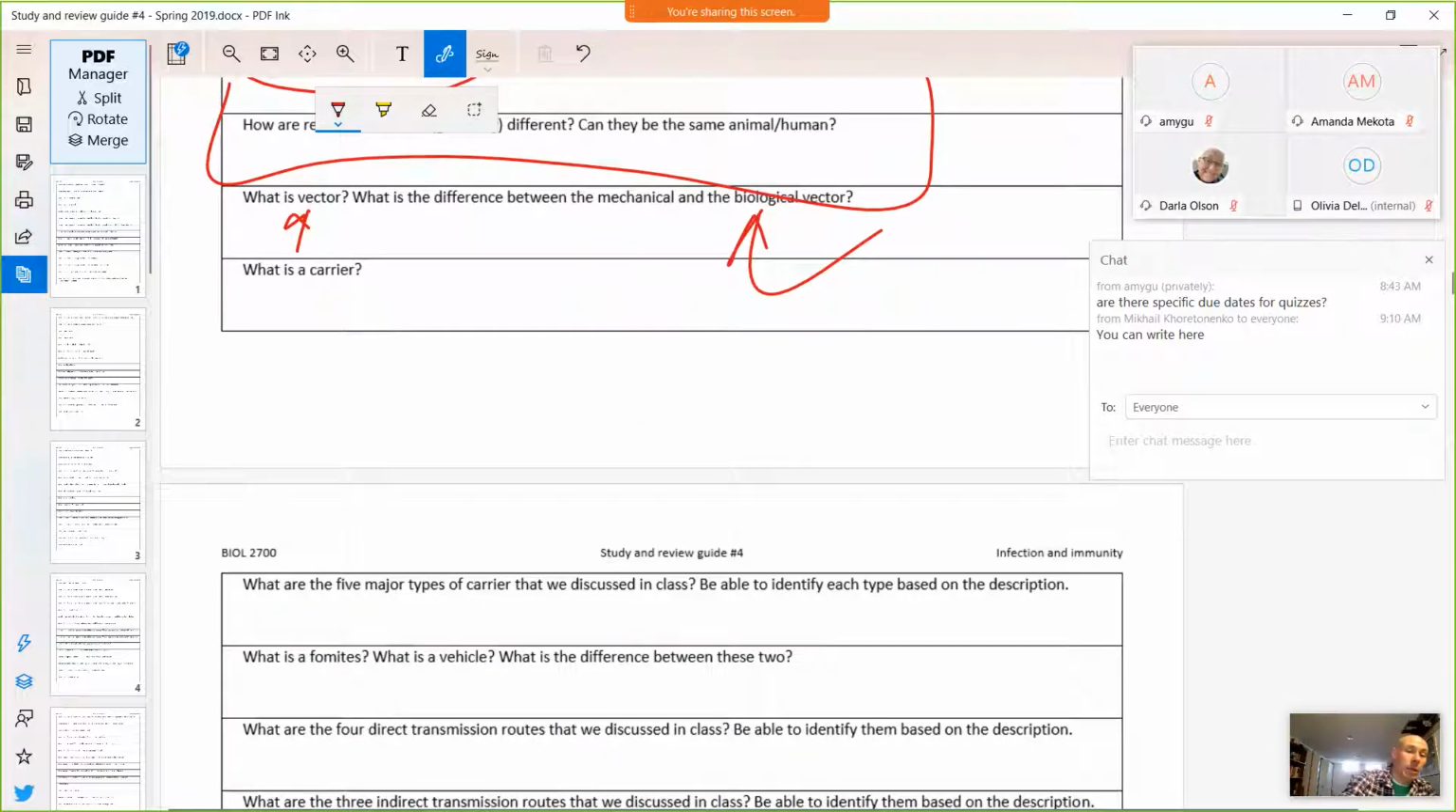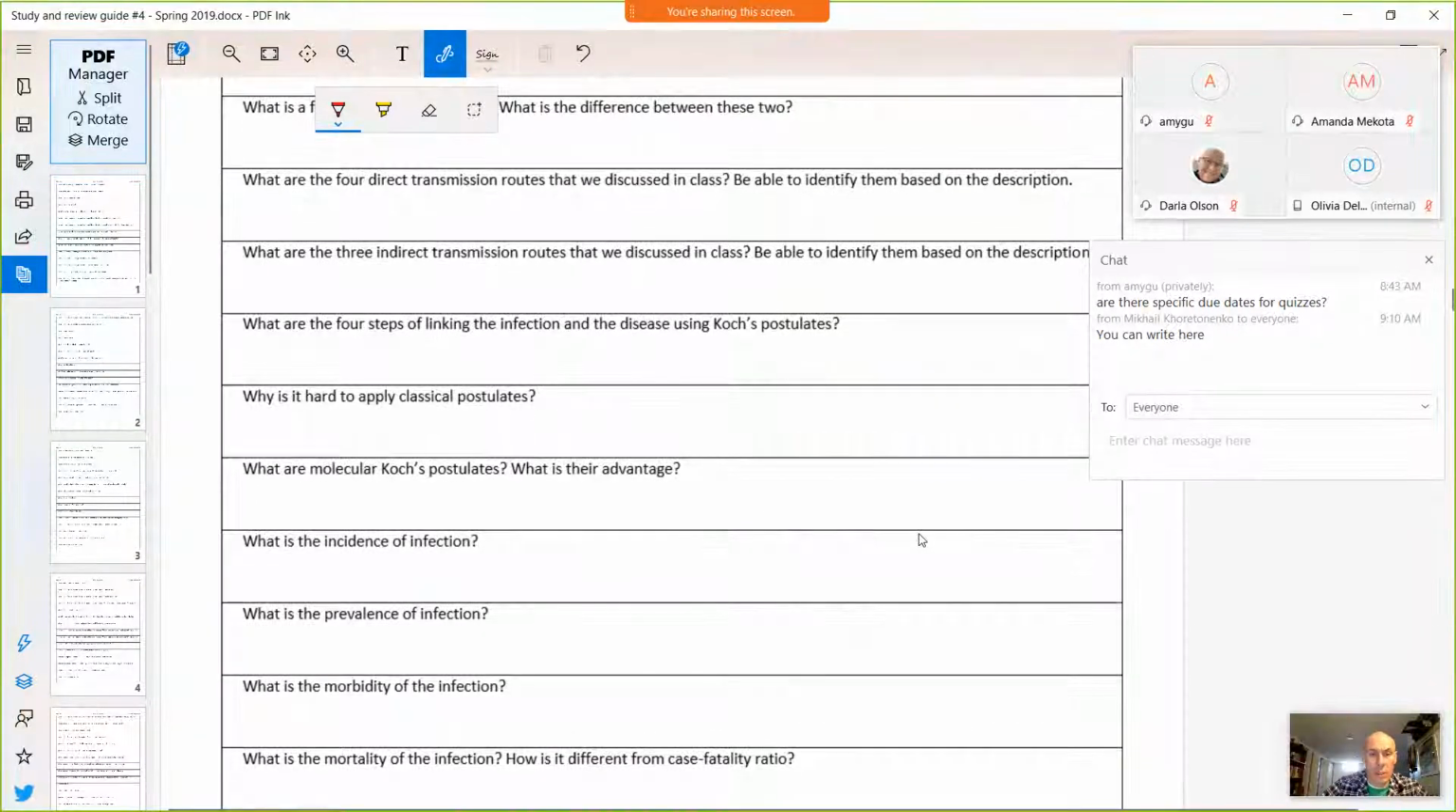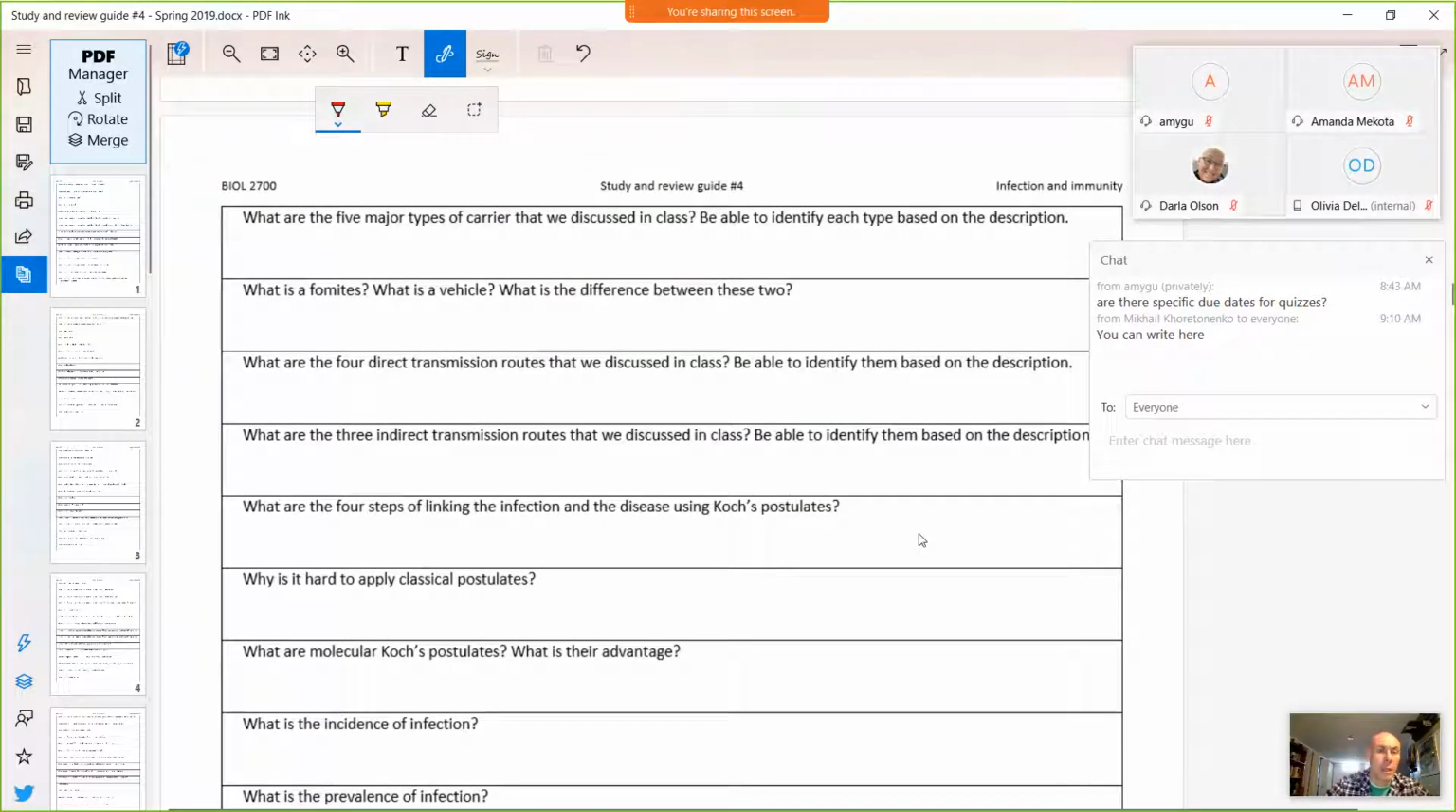Carrier, a human that can carry the disease. There are 5 major types: incubation, chronic, asymptomatic, passive, and convalescent. So some may ask, what's the difference between incubation and asymptomatic? An incubation carrier will be sick. They're just not sick now. An asymptomatic carrier will not be sick. They just don't know. Okay?